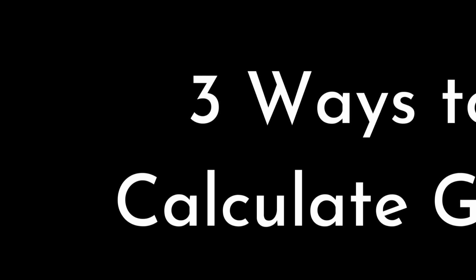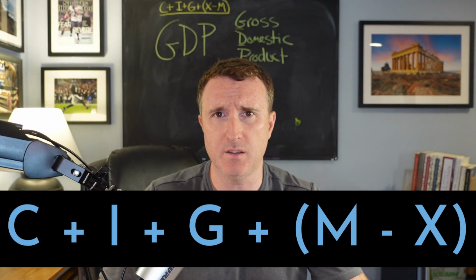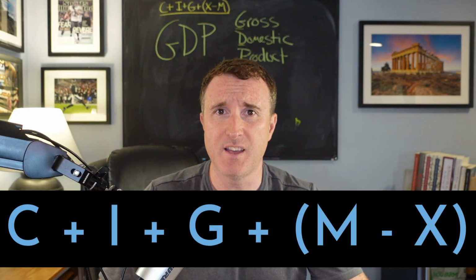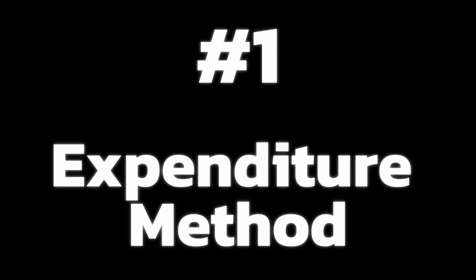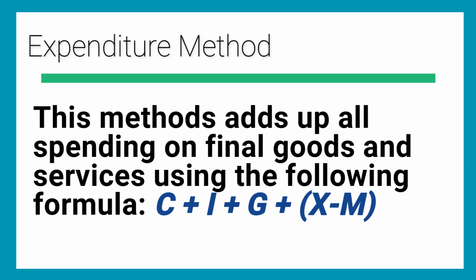So how do you calculate GDP? There are 3 primary ways to calculate GDP. If you've taken a high school economics or college economics course, you're going to be familiar with the formula C plus I plus G plus X minus M. This is the expenditure method. The expenditure method adds up all the spending on final goods and services, which is the formula we just went over, C plus I plus G plus X minus M.